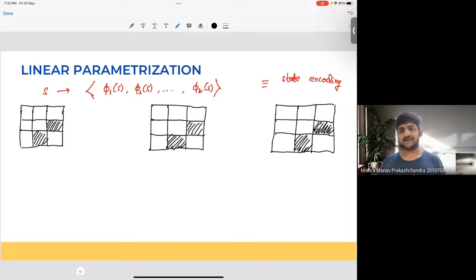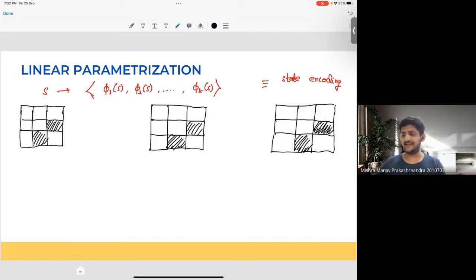Now, I have some approximation for the function that I have, but now I need to look at a way to solve this if I have a non-stationary target, right? So one method to solve this problem is known as linear parameterization. So the idea is simple.